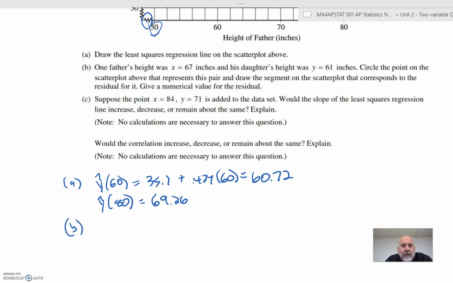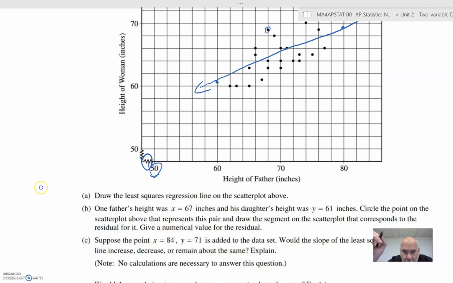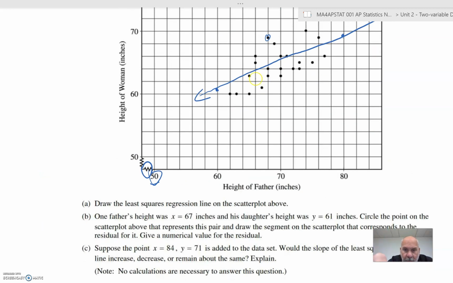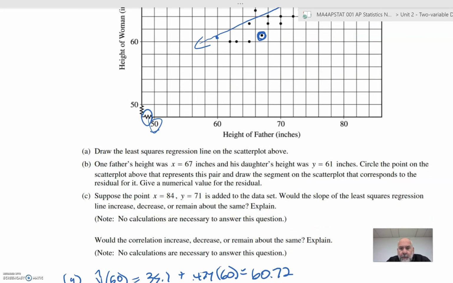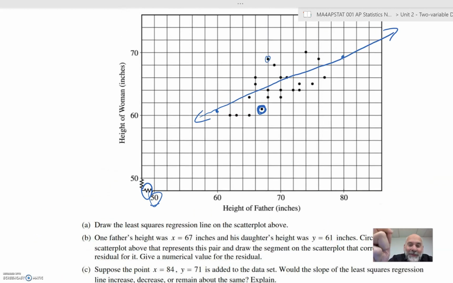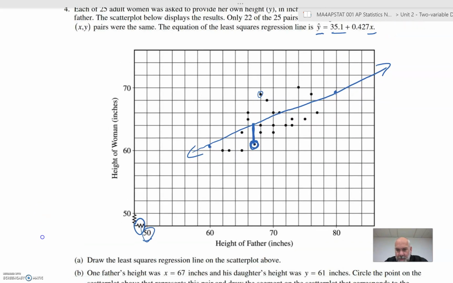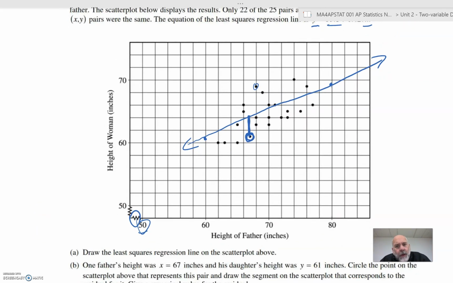Okay? Next one. One father's height was 67 and his daughter's height was 61. Circle that point. So the father was 67 and the daughter was 61. There they are. That represents this pair, and draw the segment on the scatter plot that corresponds to the residual for it. This forces people to actually understand the ideas. So the segment would be like that. You might say, well, that's a really easy one, but some people just memorize the formula for residuals and don't understand it's the vertical distance. Sorry that my head is in the middle of the writing there. This is just to check that you've got the idea that it's the vertical distance.